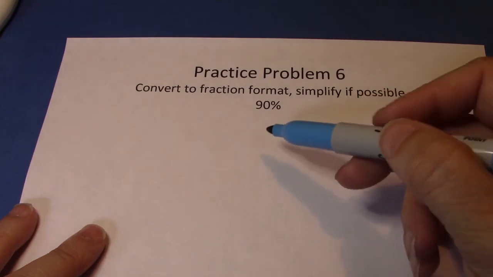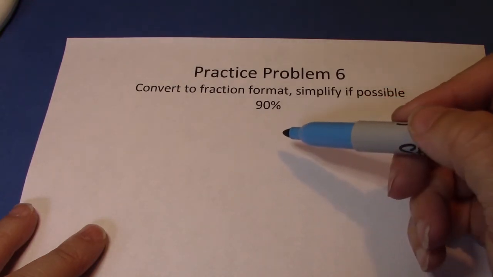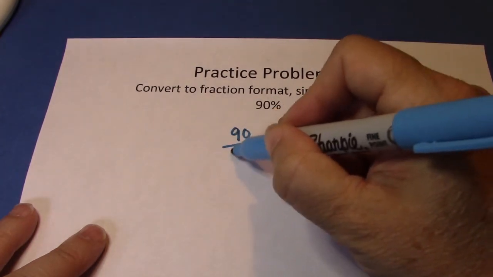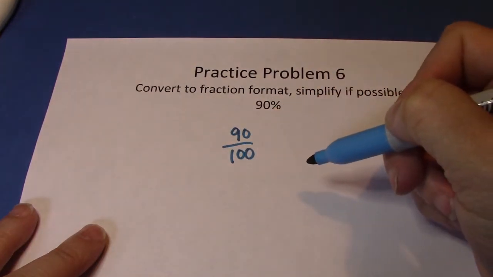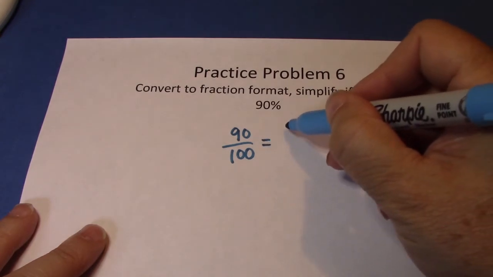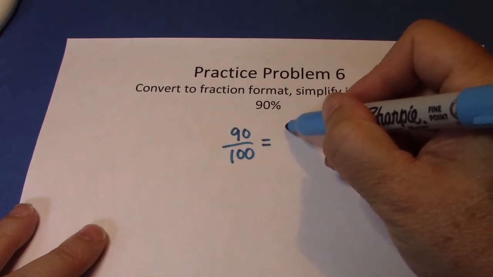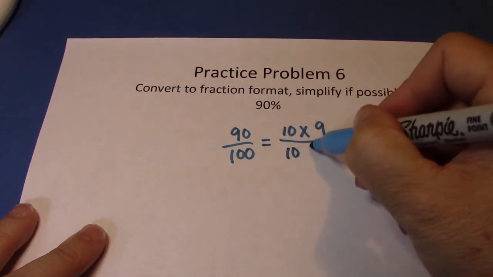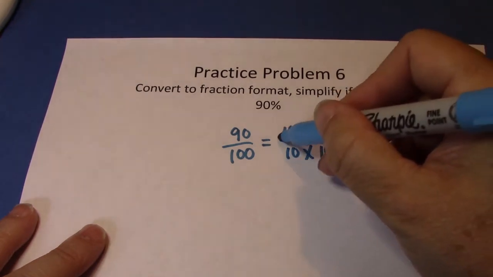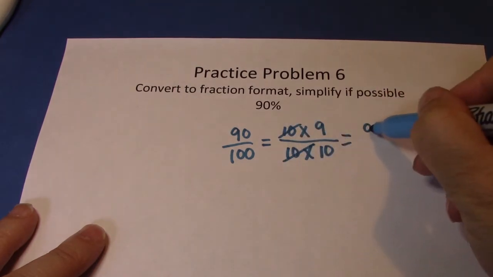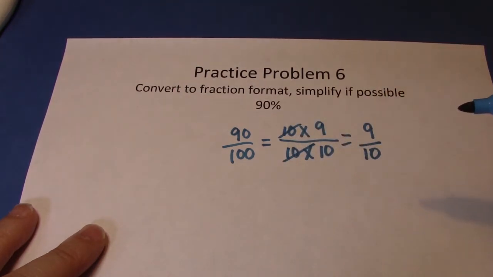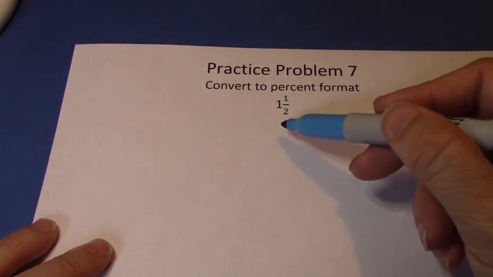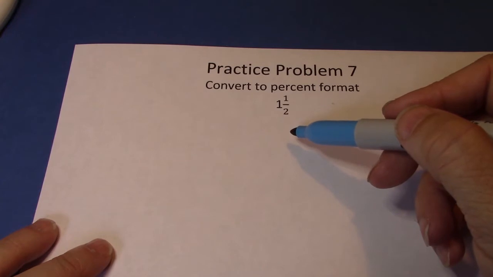Problem 6 would like us to convert 90% to a fraction format and simplify. 90% is 90 per hundred, and that also has some common factors. It's got a common factor of 10. 90 is 10 times 9, 100 is 10 times 10. If we eliminate those, we're left with 9/10.